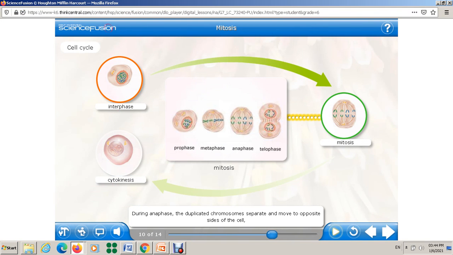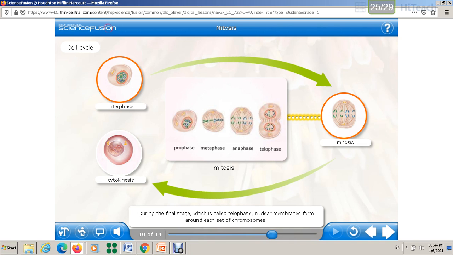Listen to the telophase. So that each side gets equal numbers and types of chromosomes. During the final stage, which is called telophase, nuclear membranes form around each set of chromosomes. Okay, now during the final stage, which is telophase, what's going to happen? The nuclear membrane starts to form.